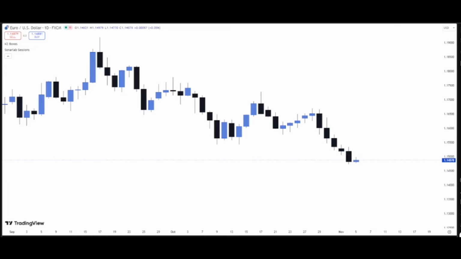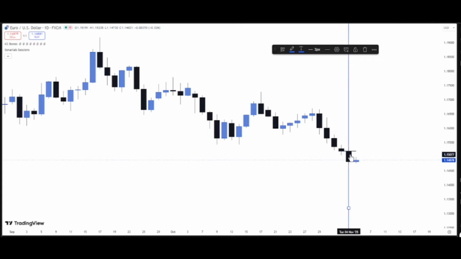Now, how do you determine that the 4th is going to be bearish? All you need to do is to follow the same exact process. Mark out this previous day's candle close. Once you mark it out, you go to your 1H time frame. But before we go there, let's put a vertical line there.